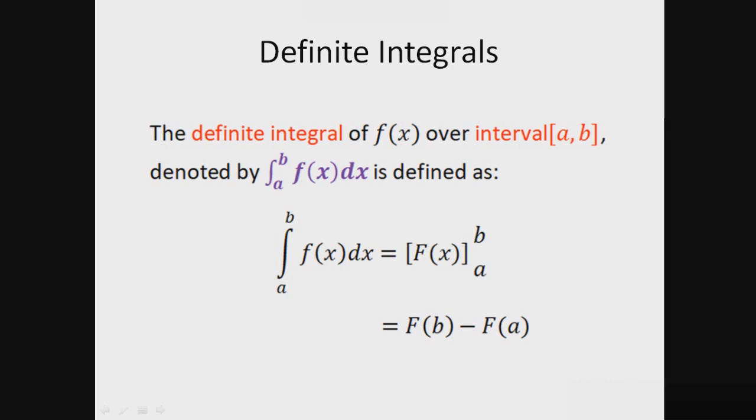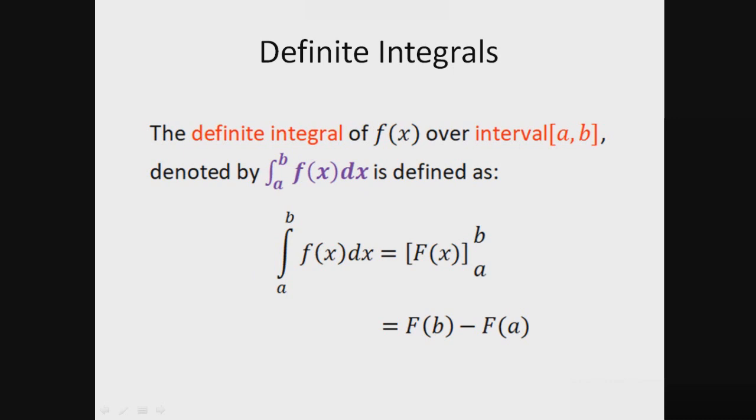The definite integral is denoted by the integral from a, the lower limit, up to b, the upper limit, of F(x) the integrand, dx. After we integrate it, we put the result, capital F(x), in a bracket. Then we put the lower limit and the upper limit at the right-hand side of the bracket, like this. It is also denoted as capital F(b) minus capital F(a).